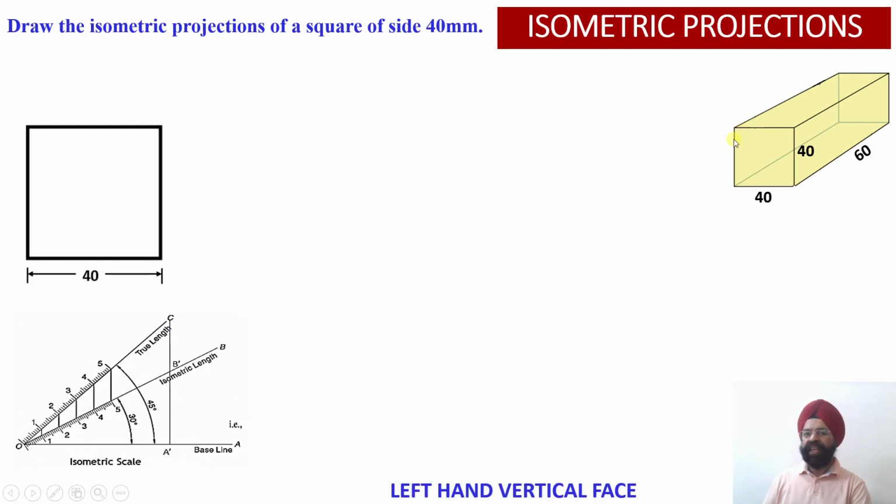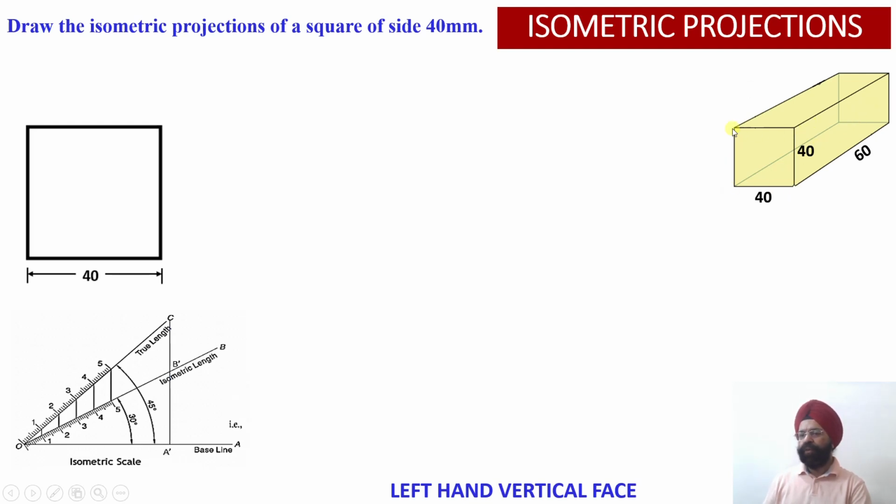Now in the second orientation, we have got the prism which has to be drawn onto the isometric projections using the left hand vertical face orientation. In the left hand vertical face orientation, we are going to draw this plane figure. This plane shape of the prism will be drawn on the XY plane of the isometric axis, and the length will be shown along the Z axis, right? So we have to start with this plane shape.